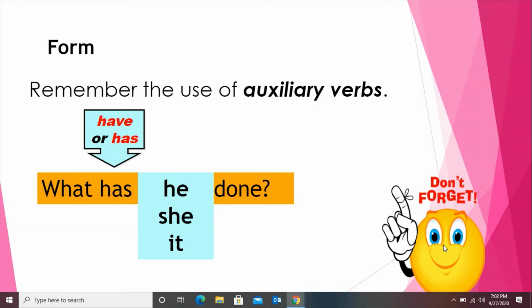What has it done? Now remember that we can always change our subject for a noun. What has the student done? What has Tom done? What has Miss Brusson done? What has she done? What has Mary done? What has the cat done? So let's take a moment now, pause the video and write one sentence using the auxiliary verb have in the singular and the plural form.